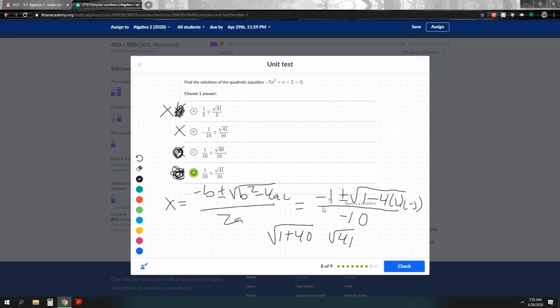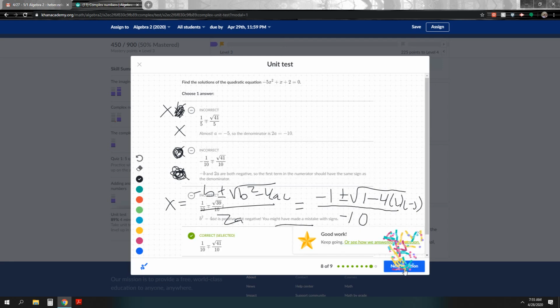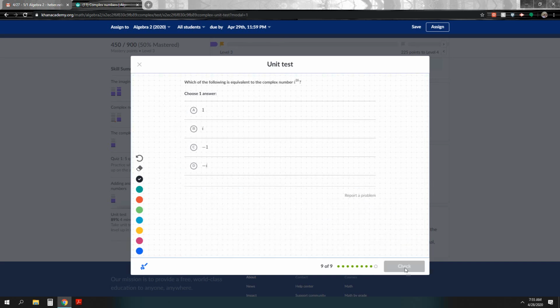But this one's interesting because we did not end up with an imaginary component. The answer is actually not complex. So don't just pick one that has an i in it.